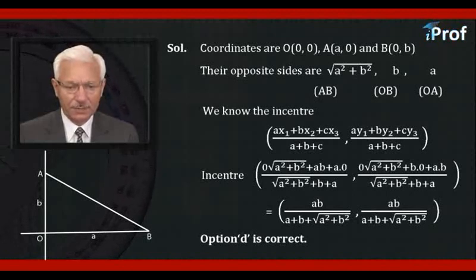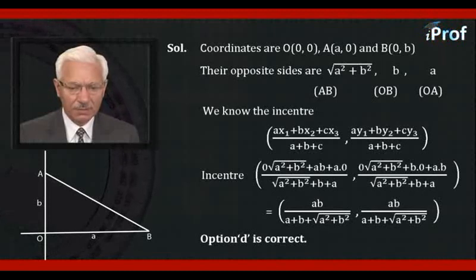Applying that formula, we get coordinates of the incenter: x coordinate is 0 times square root of a square plus b square plus a b plus a into 0, divided by square root of a square plus b square plus b plus a. Y coordinate is 0 times square root of a square plus b square plus a times 0 plus ab, divided by the sum of the sides, square root of a square plus b square plus b plus a, which simplifies to ab upon a plus b plus square root of a square plus b square, and ab upon a plus b plus square root of a square plus b square, which is option D.